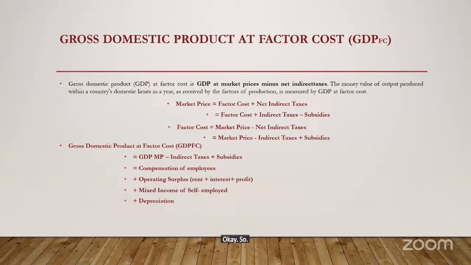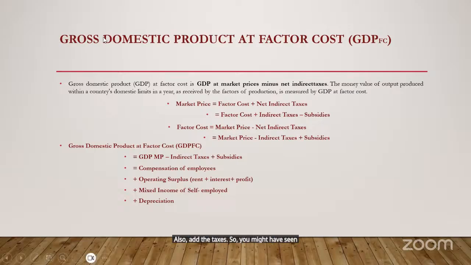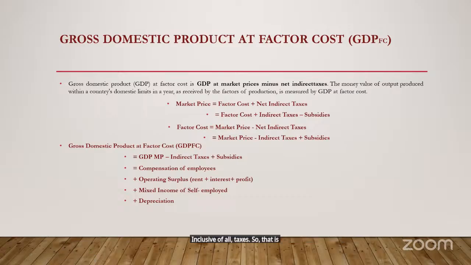Okay, before we move on, this also you can take down. I told you that when we deduct the taxes from the market price, we arrive at the factor cost. Okay, so what is the factor cost? Cost of producing a product. What is the market price? Value of a product in the market. So in the market price we will also add the taxes. So you might have seen even in the MRP that in the brackets they write inclusive of all taxes. So that is the market price.